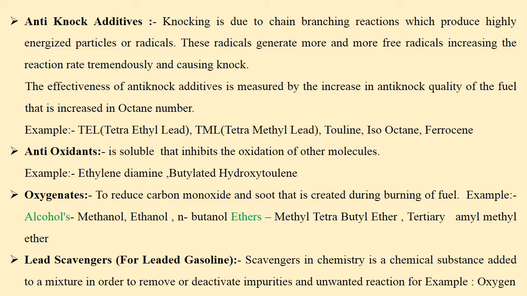Oxygenates reduce carbon monoxide and the soot particles in the exhaust due to the burning of fuel. For example, different types of alcohols like methanol, ethanol, n-butanol, and ethers like methyl tertiary butyl ether and tertiary amyl methyl ether. Then lead scavengers. In earlier days, leaded gasoline was used; now we use unleaded gasoline. So the lead scavenger is used with leaded gasoline. A scavenger in chemistry is a chemical substance added to the mixture to remove or deactivate impurities and unwanted reactions, for example oxygen. So by adding such additives, we can get better performance of the fuel.